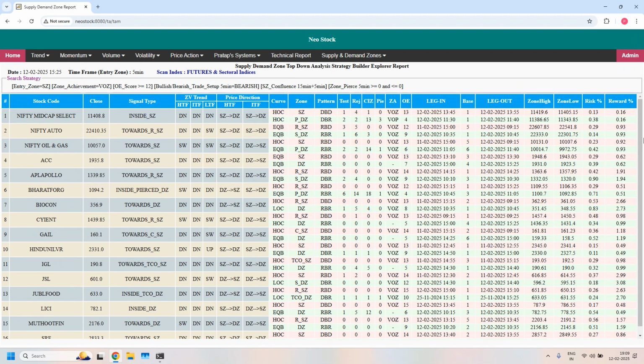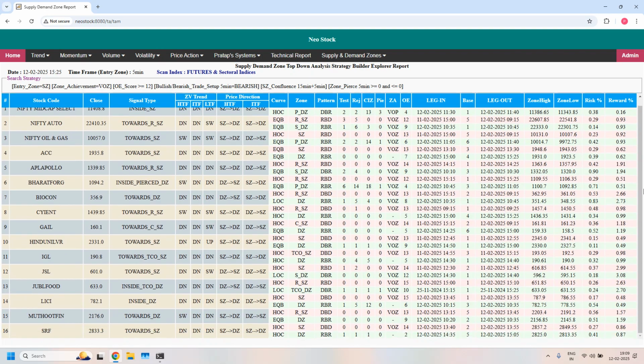So first 15 stocks in the list. I am scrolling the list down. So total 16. So in all these 16, 5 minute supply zones are overlapped with 15 minute supply zone. And 15 minutes trend is down. That's why if any of the 15 minute supply zone having daily EMA confluence, then those 5 minute supply zones could be even more high probability trade setup supported zones.